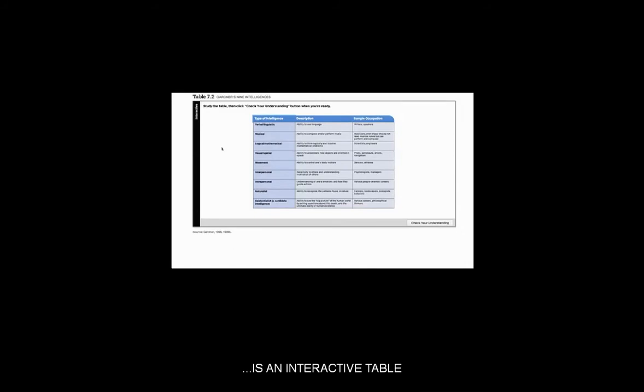This is an interactive table that includes a drag and drop interface, and it's called Gardner's 9 Intelligences. It's a table with 3 columns and 9 rows, and the goal of the activity is to first read through the table and then check your understanding by moving pieces back into place when they're removed from the table.